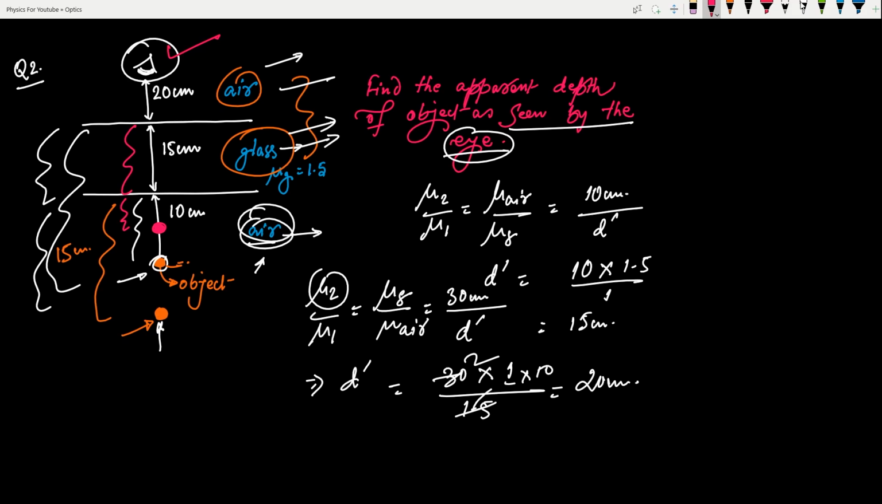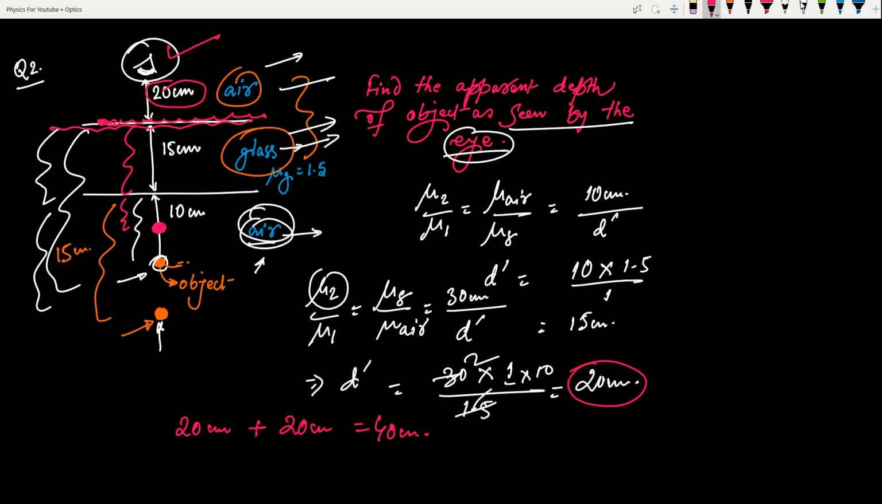Simple. But don't mark this as the answer, because you need to see the question. If the question was at what depth will be the object from this interface, like the air glass interface, then your answer will be 20 centimeter. But since the question is to find the apparent depth of the object as seen by the eye, the eye is 20 centimeter above the interface. Therefore the apparent depth as seen by the eye will be 20 centimeter plus 20 centimeter, which is 40 centimeter. I hope the concept is clear. This is how you need to solve a combination of media in case of real and apparent depth. This is simple as that.